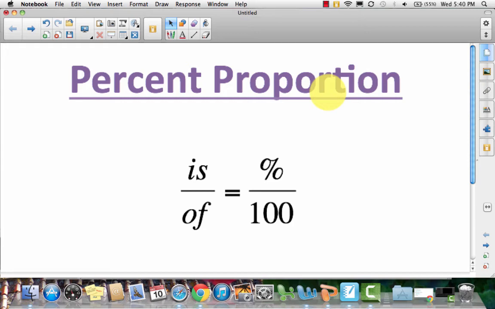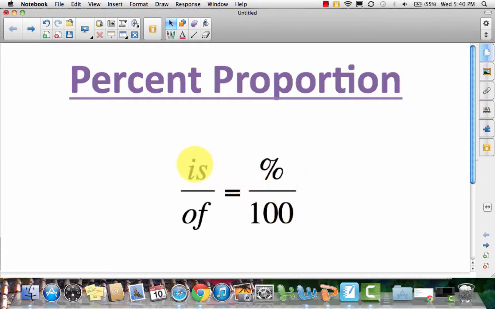In this video, we're going to take a look at the percent proportion. So the percent proportion is a special type of proportion, and as you guys know, a proportion is made up of two ratios. So on the right side here, I have a ratio that is changing the percent into a fraction by putting it over 100.